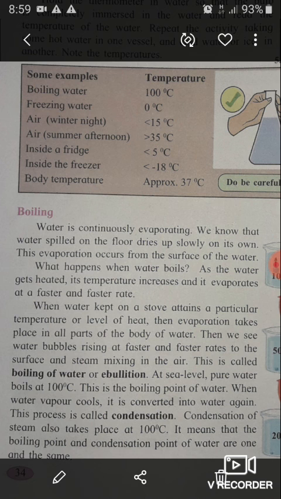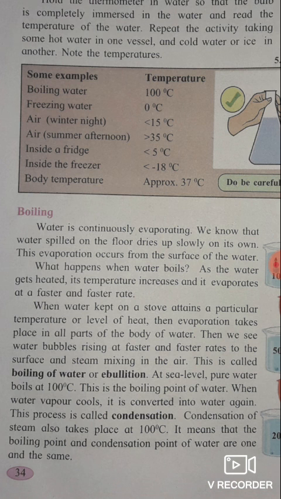When water vapor cools, it is converted into water again, and this process is called condensation. What do you mean by condensation? When we keep boiling water aside, the water vapor cools after some time and is converted into water again. This process is called condensation, and condensation of steam also takes place at 100 degree Celsius. It means that the boiling point and condensation point of water are one and the same, that is 100 degree Celsius. This is the most important point.